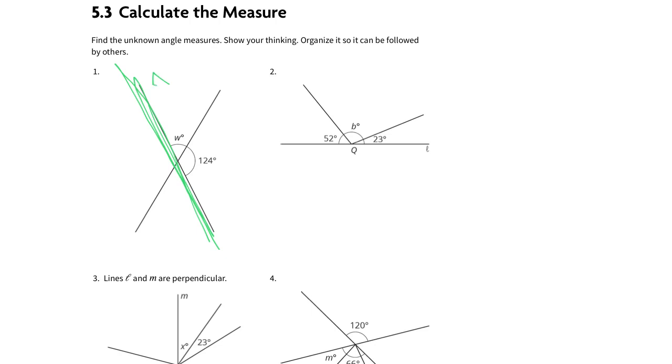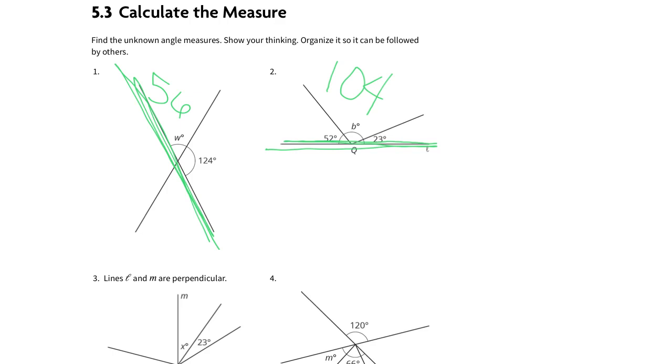So W is 56. Okay. Right here we have a straight line on number 2. So we know 180 degrees again. So 52 plus 23 is 76. So if we go 180 minus 76, we get 104. Okay.